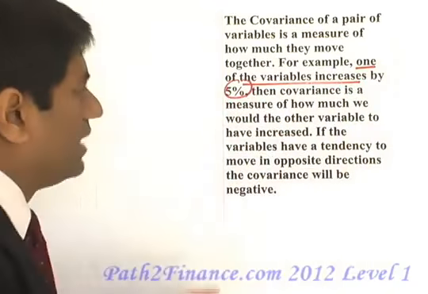If the variables have a tendency to move in opposite directions, the covariance will be negative. So, for example, if you have two stocks and when the price of one goes up, the other has a tendency to go down, then the covariance between these two stocks will be negative.